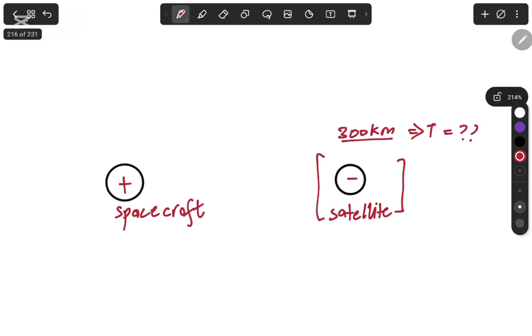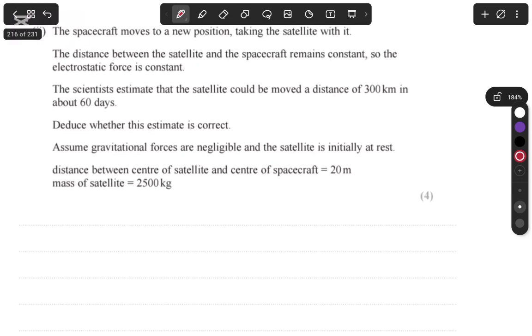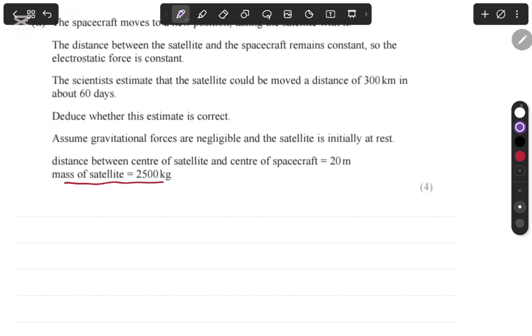Okay? And the reason the satellite is moving is because there is a force on it. And that force is because of the positive and negative charge. Now, first thing we can do is see what they've given us in the question. They've given us mass, and they've also given us enough values to calculate the electrostatic force. So first and foremost, you're going to calculate the electrostatic force.